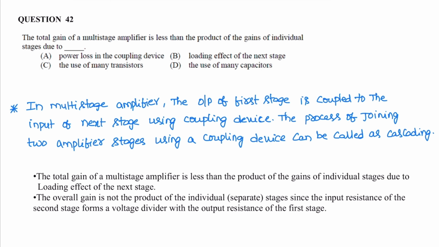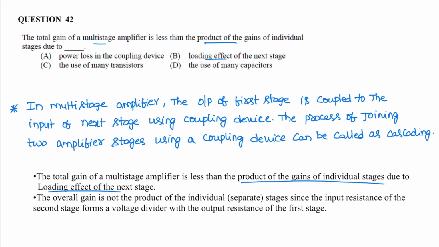So the total gain of a multi-stage amplifier. What is a multi-stage amplifier? The output of the first stage is connected to the input of the next stage using a coupling device. The process of joining two amplifiers using a coupling device is called cascading. In multi-stage amplifiers, the overall total gain is less than the product of the individual gains. It is due to the loading effect in the next stages.